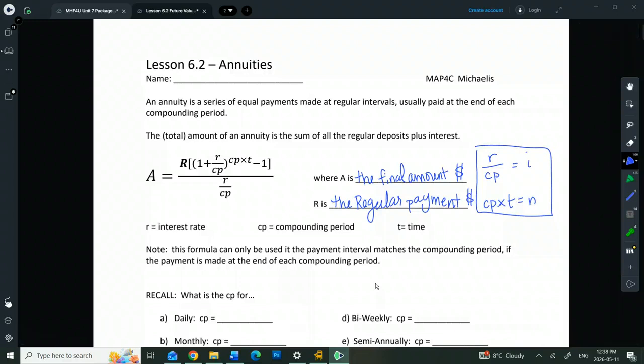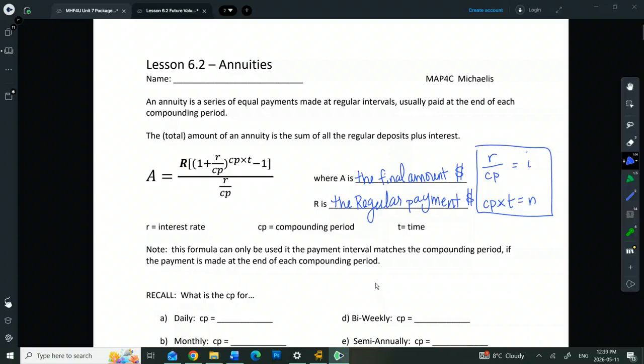All right, so one important thing to note is that this formula is for if your payment intervals match the compounding period. So if I were to invest something monthly, it would have to be also compounded monthly. And the payment will be made at the end of each of those compounding periods. So you'd have to be regularly investing something every single month of the year, and your interest would also have to be added on every single month of the year. Otherwise, the formula does not work.